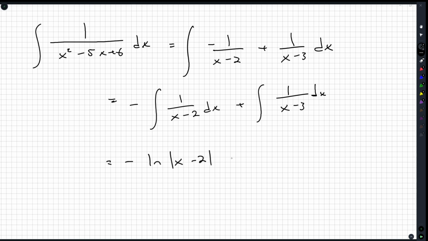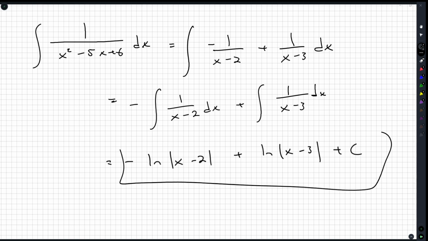Minus ln absolute value of x minus 2, and then this one goes to just ln absolute value of x minus 3. And we're done on indefinite integrals, so don't ever, ever, ever forget your plus C. And we're done.